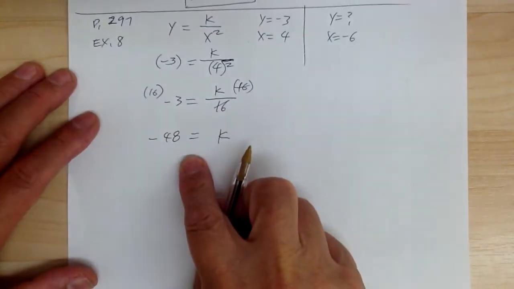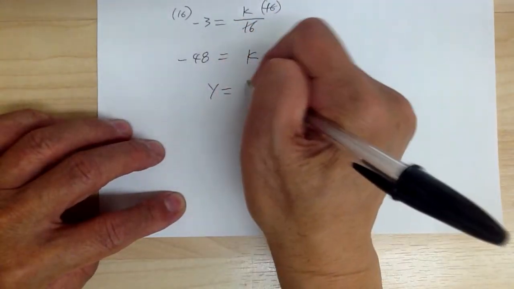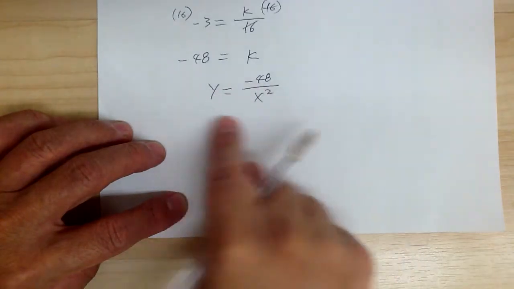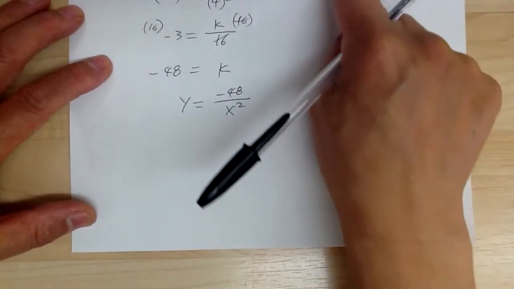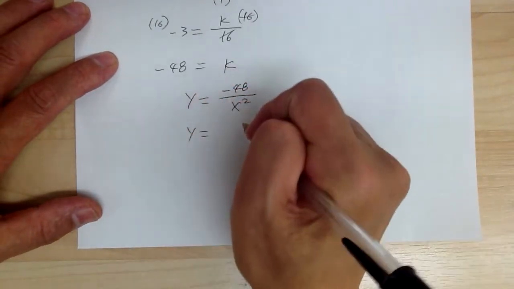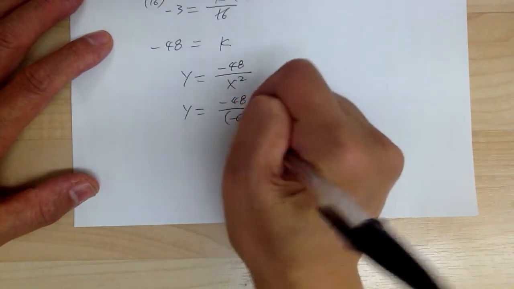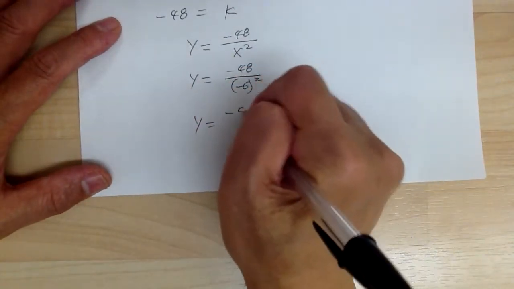So once you find k, go and update your equation. So y equal to -48 over x squared. Again, this is a very key step. Make sure you update your equation. Now you can go and solve for y. So y equal to -48 over x is -6, right? So substitute. Then you can work it out. So y equal to -48.